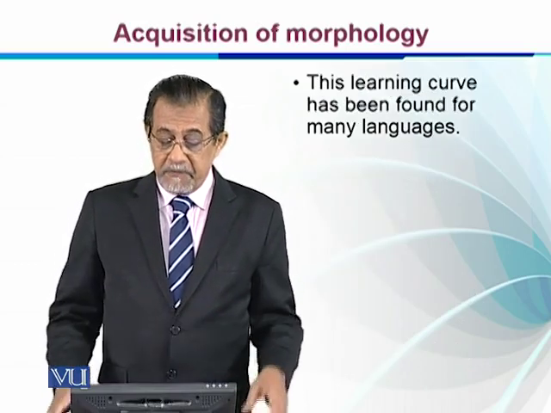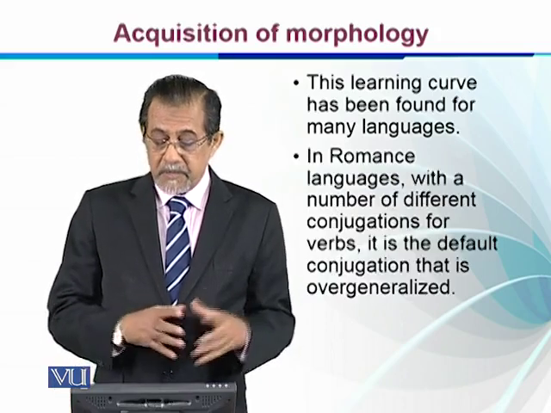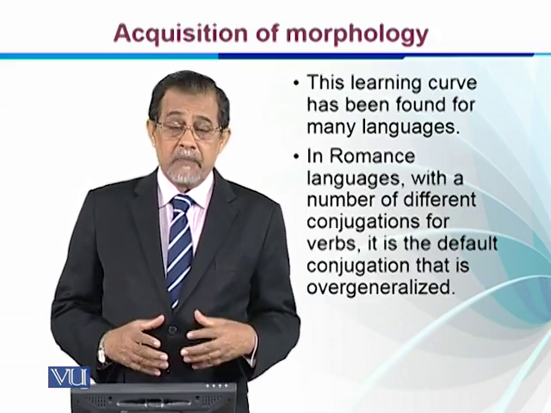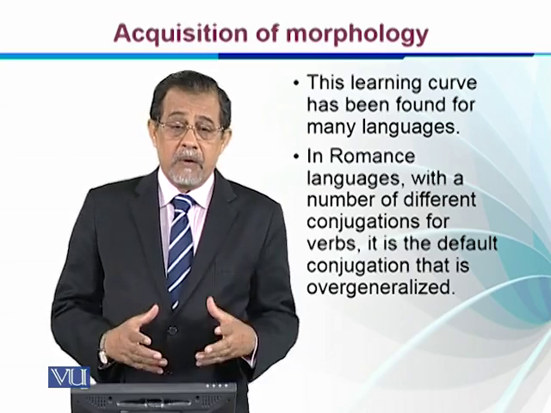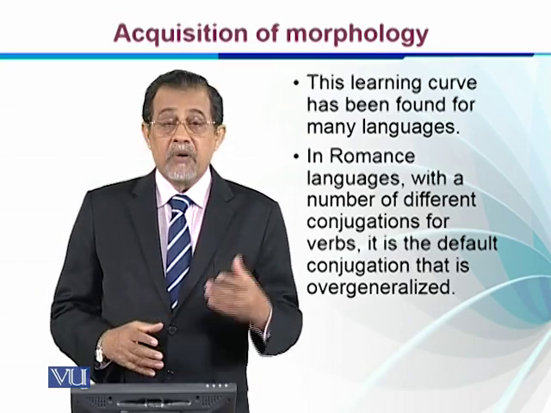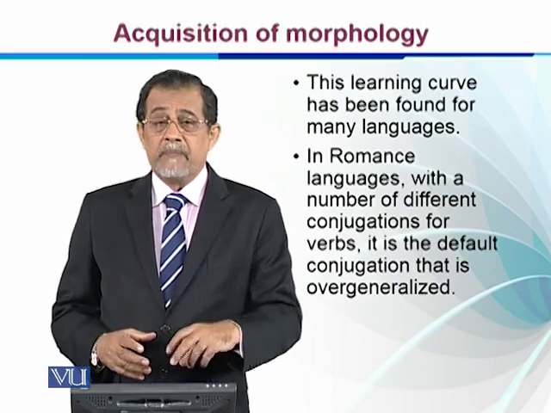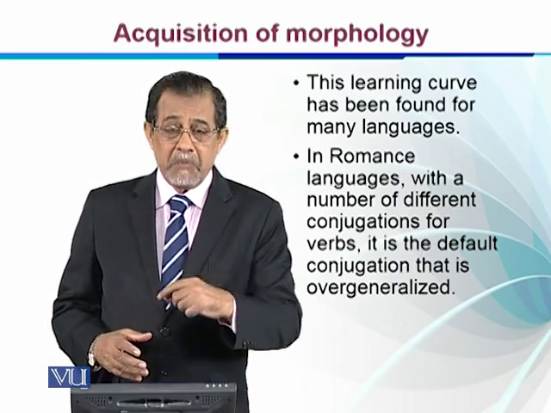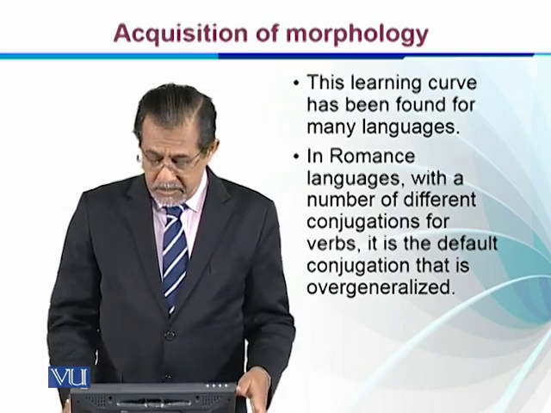This learning curve has been found for many languages. In Romance languages, with a number of different conjugations for verbs, there are many languages in which the conjugations of a verb are more than 10. It is the default conjugation that is overgeneralized. So what they do is that they take the default conjugation, right? Conjugation means go, went, gone, play, played, played, and they generalize it.